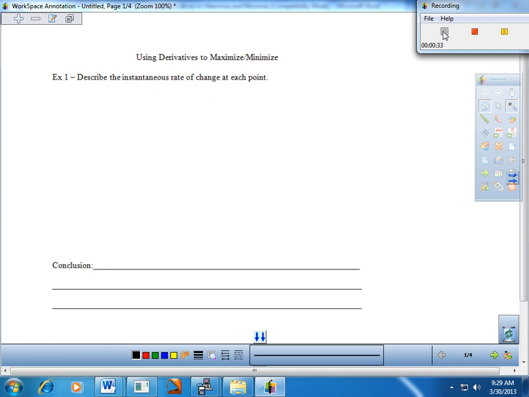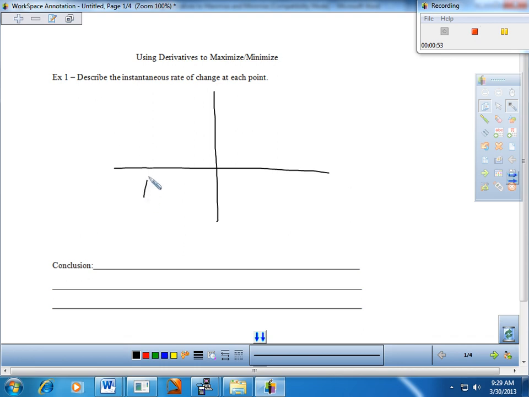So why don't we go ahead and start it out with example one that I see on the board here. It says describe the instantaneous rate of change at each point. And I think what we're going to have to do, of course, is draw a graph in place here and then kind of analyze it. So if you get a chance, just go ahead and draw an arbitrary coordinate plane. And let's go ahead and throw a function in place. Doesn't have to be anything special. Just anything that passes the vertical line test should suffice.